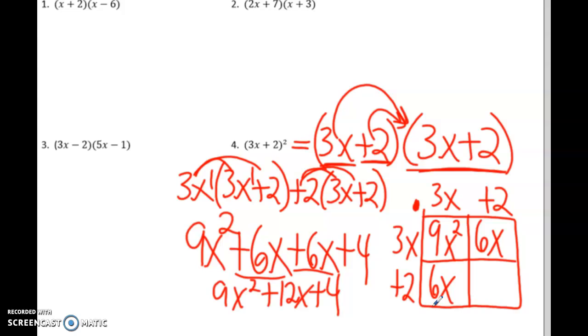Last step, create a multiplication for that final square. 2 times 2 is 4. Don't forget to combine like terms. It's going to be the same answer, not going to be any different, so just look right there. Okay?